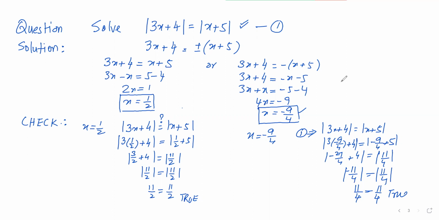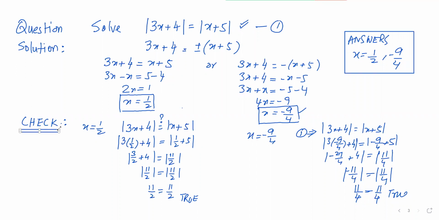So the answers for this question are x is equal to 1 over 2 and minus 9 upon 4. These are the two answers. So first write plus minus, solve simple linear equations, and don't forget to apply this step in which we verify. So always verify before writing the final answers.